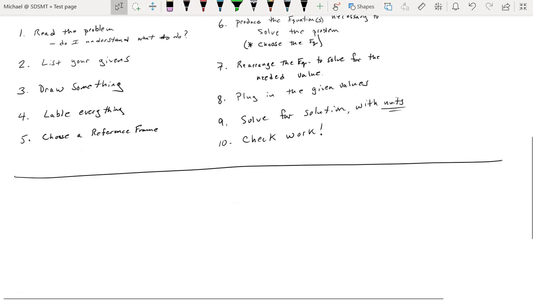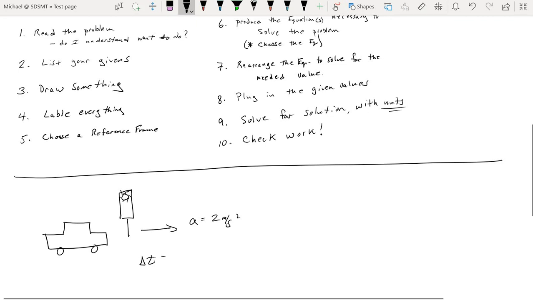All right, so let's go back to the stoplight. And you're sitting in your car at the stoplight. Light turns green, you hit the accelerator. You accelerate at a rate of 2 meters per second squared for 10 seconds. And I'm going to assume that this is the positive x direction.